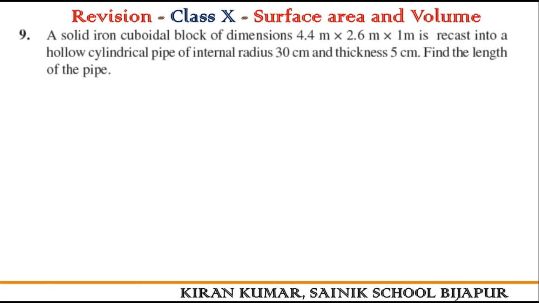Question 9. A solid iron cuboidal block of dimension 4.4 meter, 2.6 meter and 1 meter is recast into a hollow cylindrical pipe of internal radius 30 centimeter and thickness 5 centimeter. Find the length of the pipe. Here the length of the pipe is same as the height of the cylinder.